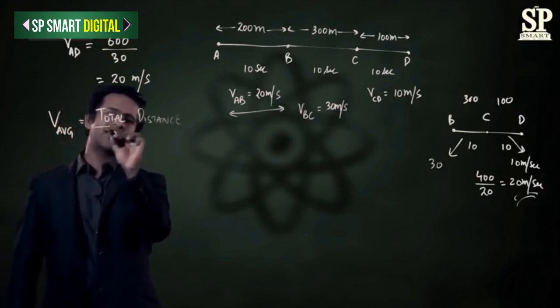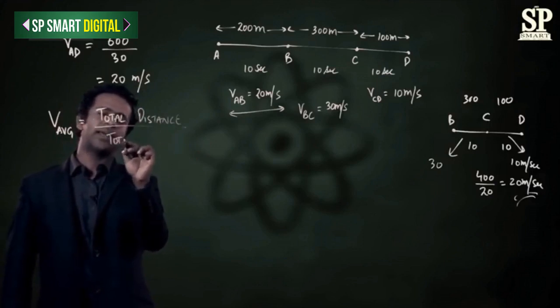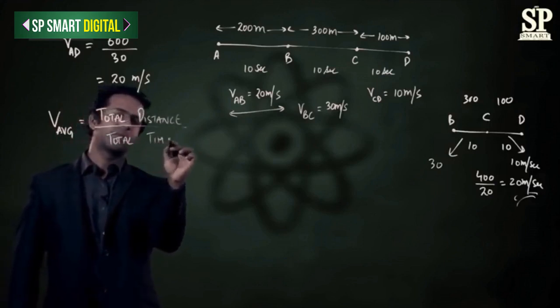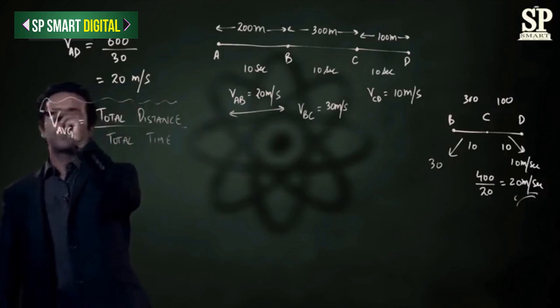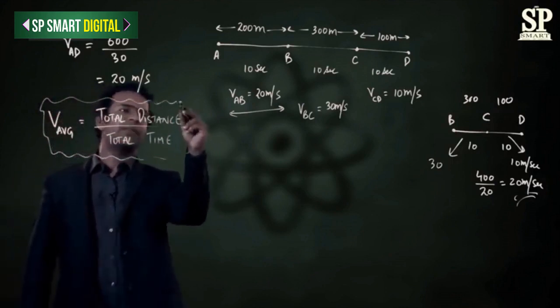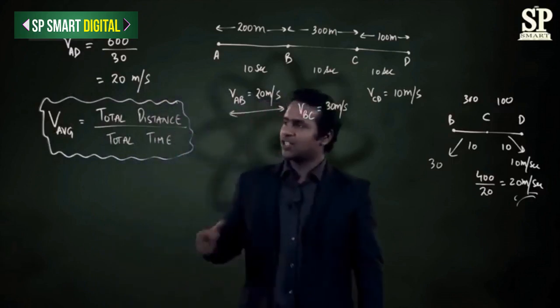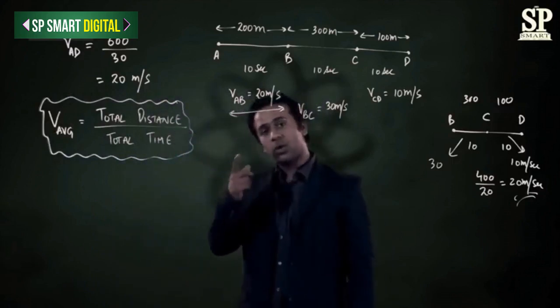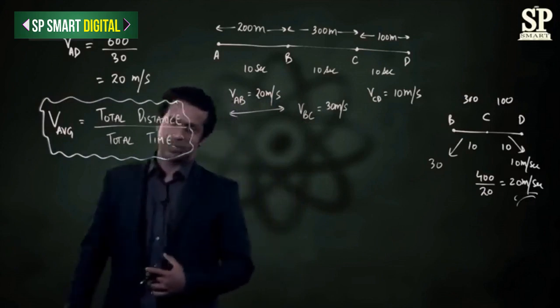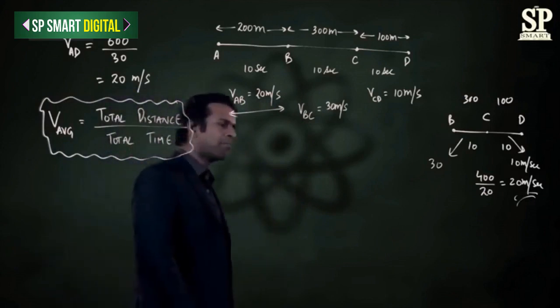The total distance covered by the total time taken. So, whenever you have multiple intervals like this, we can find the average speed as the total distance covered by the total time taken to cover this distance. Right.